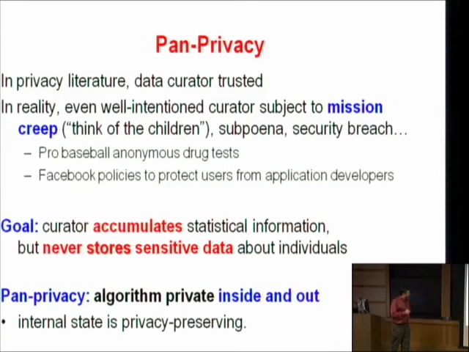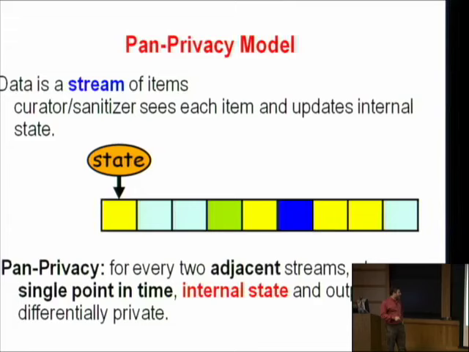Anyway, the goal in pan-privacy is never to actually store information. What we want is that, as before, for any two adjacent streams, at any single point in time, the internal state and output are differentially private. The difference now is that the adversary also sees the internal state. And we can talk about multiple intrusions as well, not just a single intrusion. The basic thing we do is single intrusion.